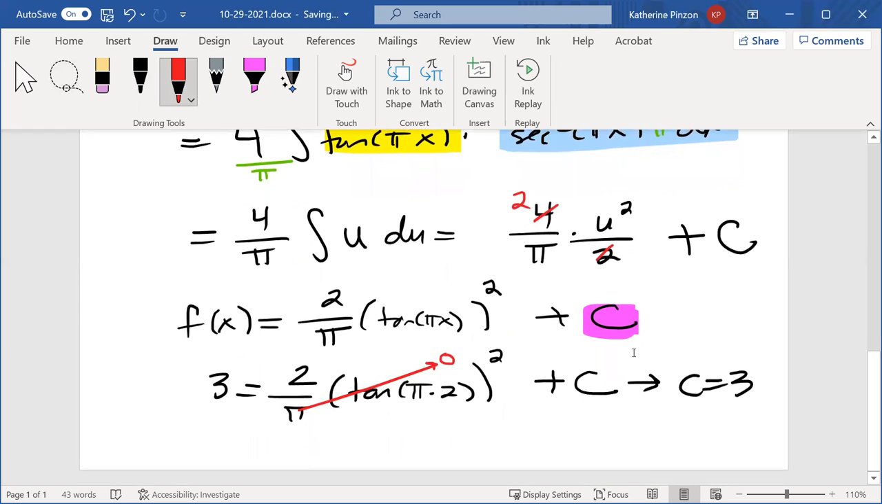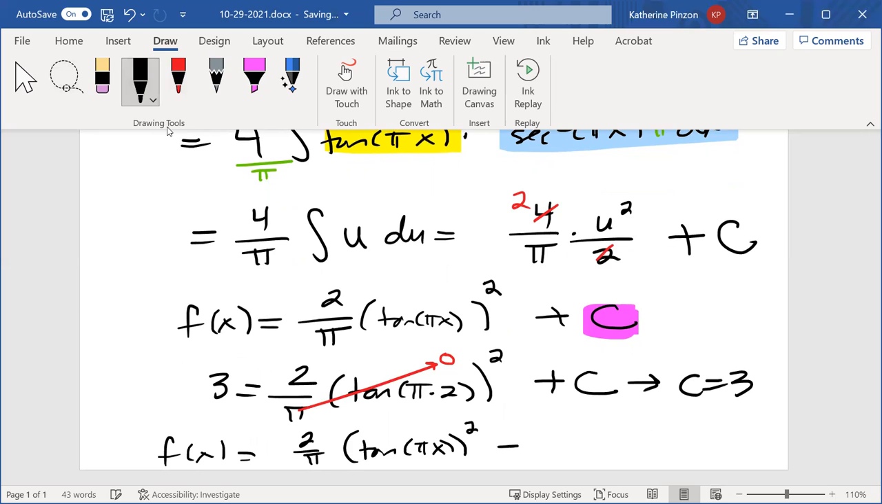Okay, so in the end, I'm going to squeeze it on the bottom of this page. My function f of x is 2 over pi tangent of pi x squared plus 3.